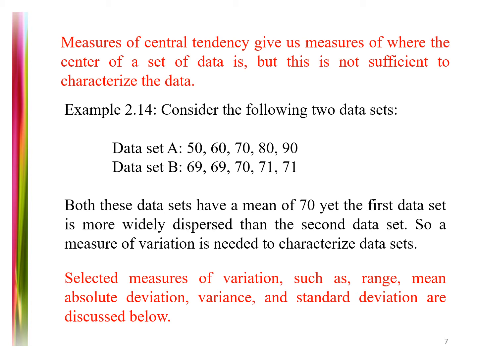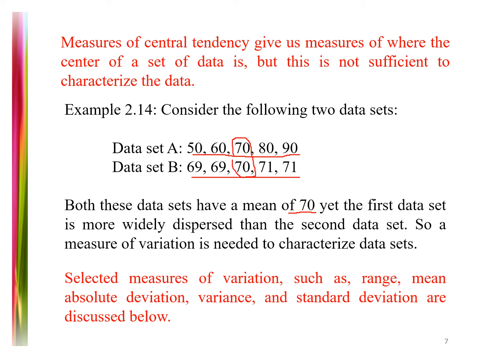For example, data set A contains 50, 60, 70, 80, 90. B contains 69, 69, 70, 71, 71. Suppose we calculate the mean value, in both situations we get 70. And the first set of data is more widely dispersed than the second. The median value is also 70, since this is already ordered data with 5 observations, so the third observation is the median, 70.